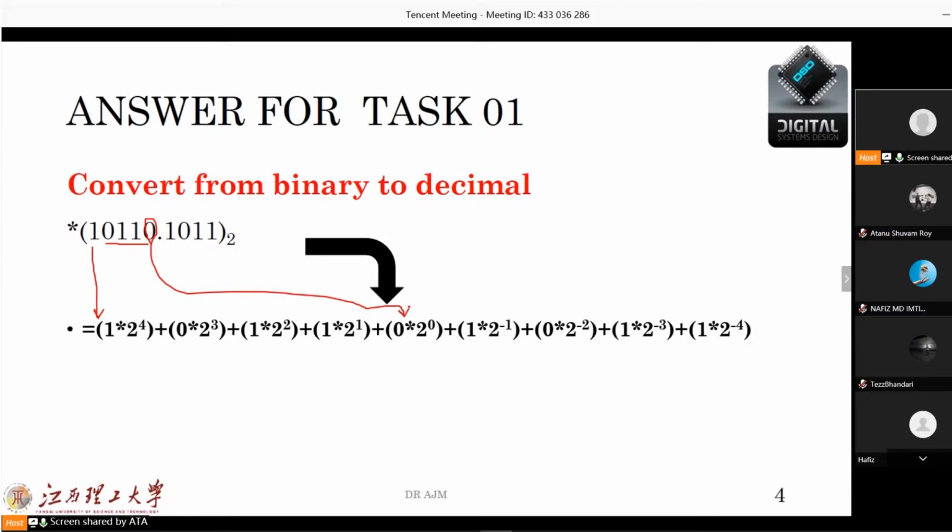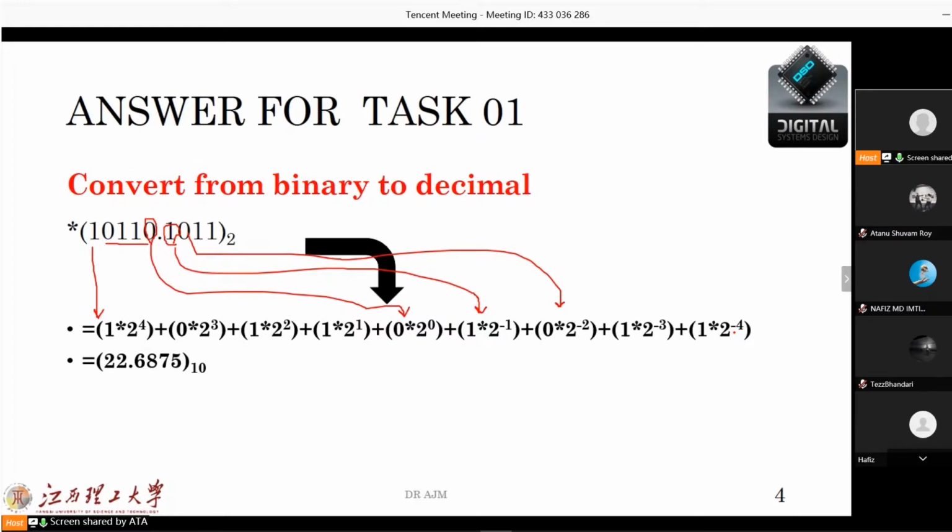Okay, then it's become 2 power 2. Same thing will happen for the fraction part. For the fraction part, we can count how many numbers we have after the point. The first number is 1, then it should be 2 power minus 1. And the second one is 0, which should be 2 power minus 2. Next one, 2 power minus 3. Next one, 1, 2 power minus 4. Simply we will calculate, and then our number in the decimal base is this number.